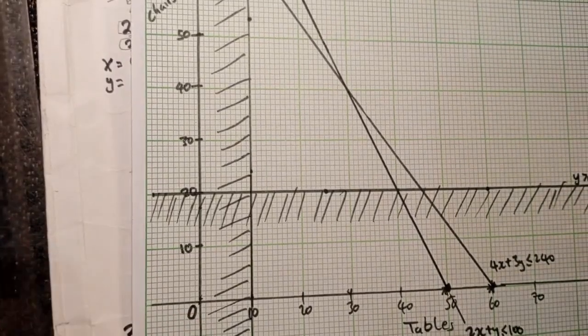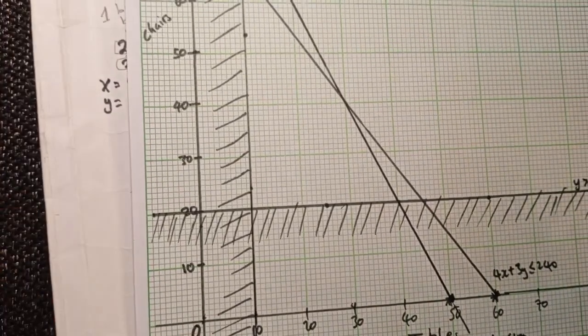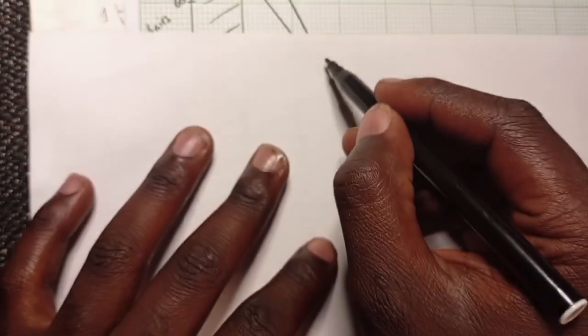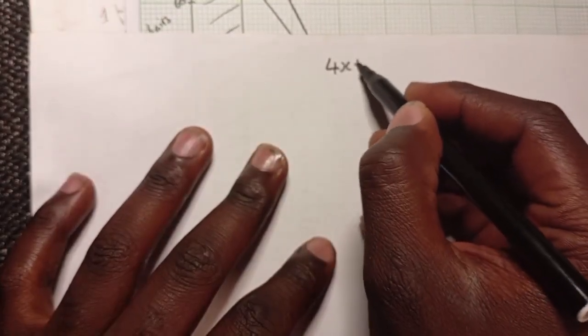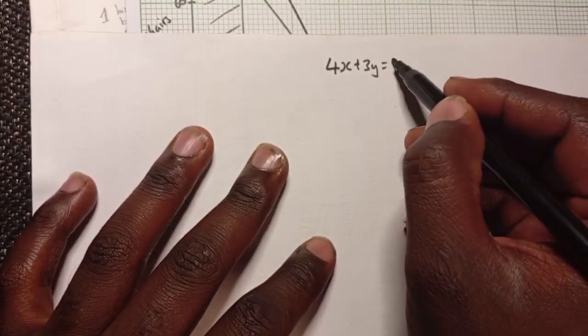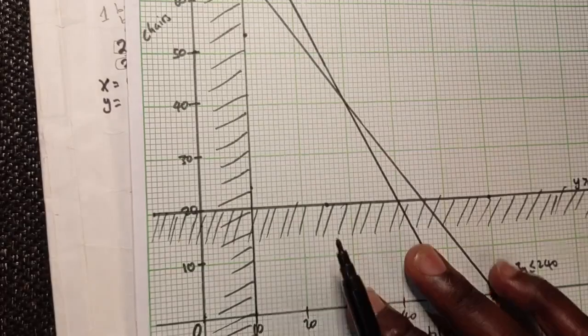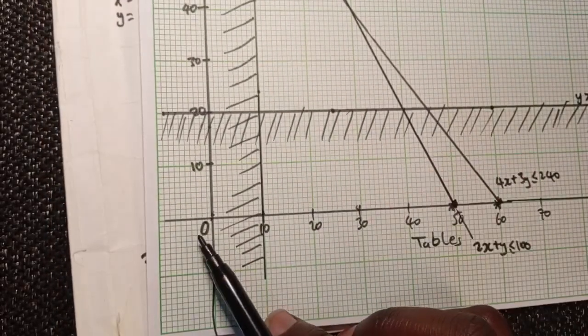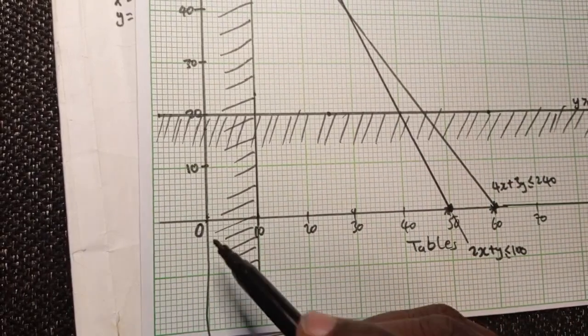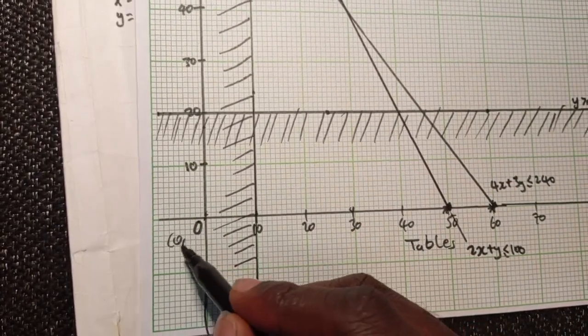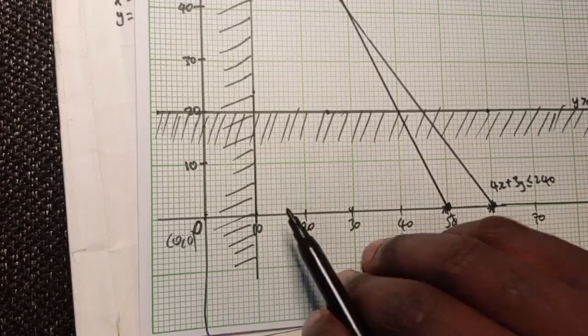All right. Then the other two. Now let's see how we can do these other two. They are a bit different. Let's see how we can do them. So the first one was 4x plus 3y is equal to 240. So here, any line that is not passing through 0, 0, we can use a test point. This point here is 0, 0. And we can use it as a test point.